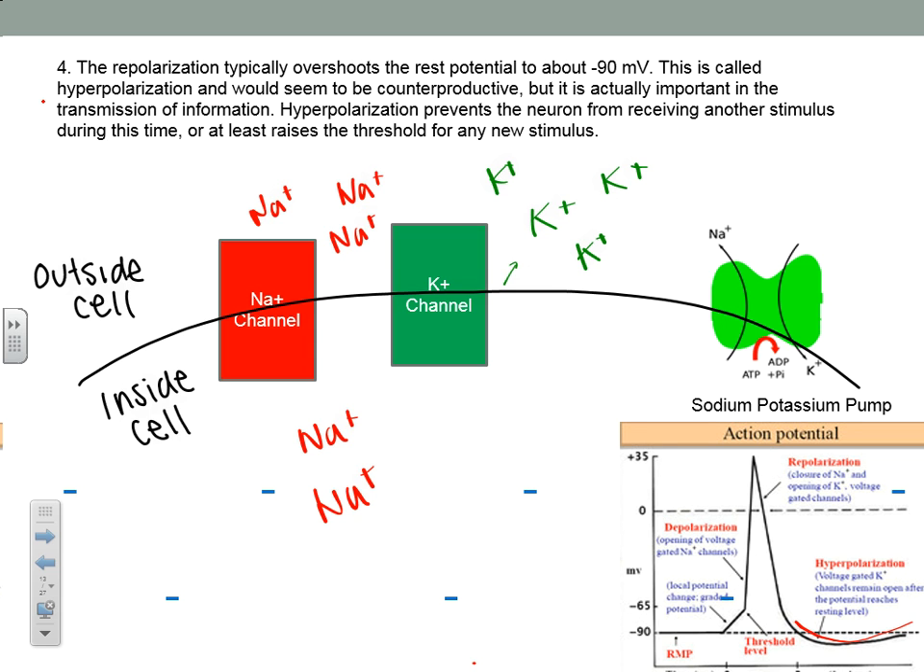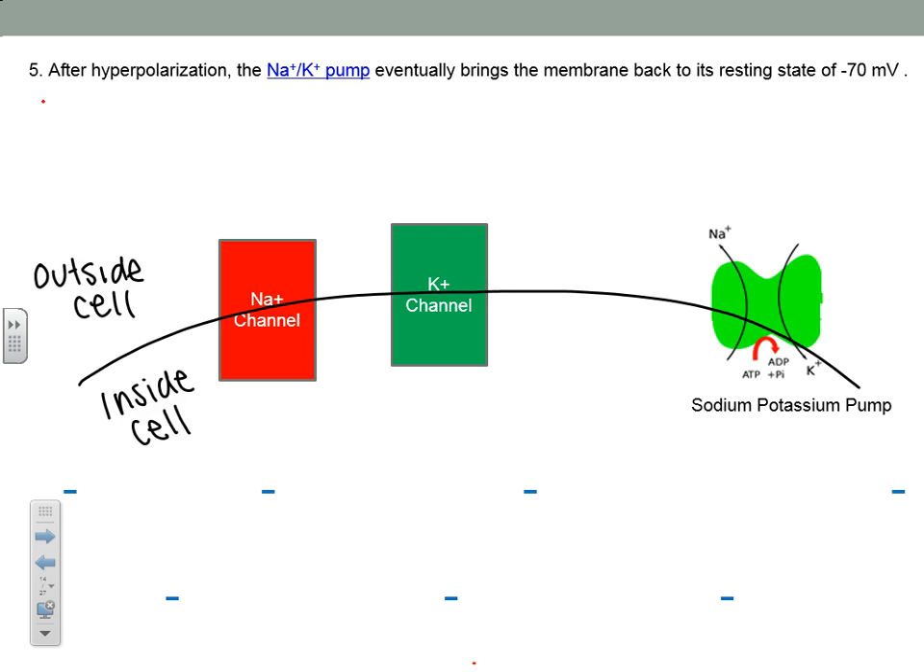So what happens here is hyperpolarization prevents the neuron from receiving another stimulus during this time, or at least raises the threshold for any new stimulus. So this is just allowing these nerve impulses to be transmitted without being interrupted by a new stimulus. Okay, and then after hyperpolarization, the sodium-potassium pump is going to bring the membrane back to its resting state of negative 70. Let's see if I can kind of draw this in.